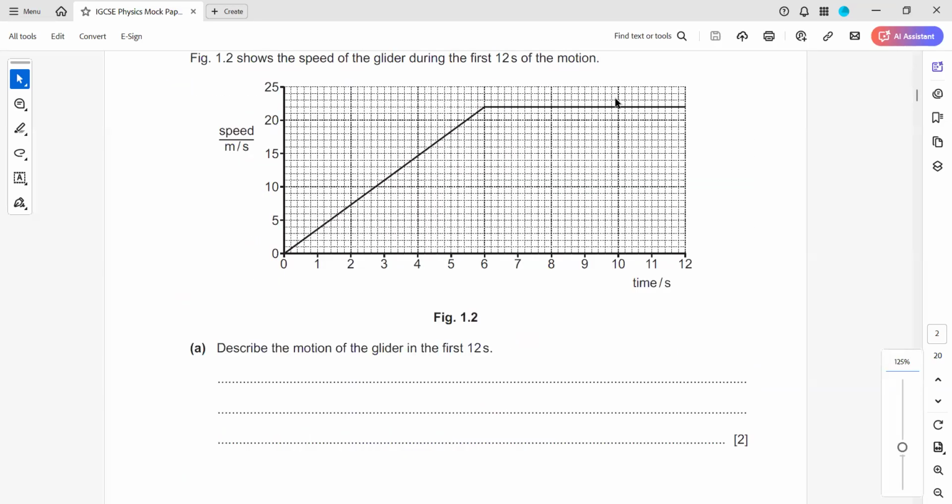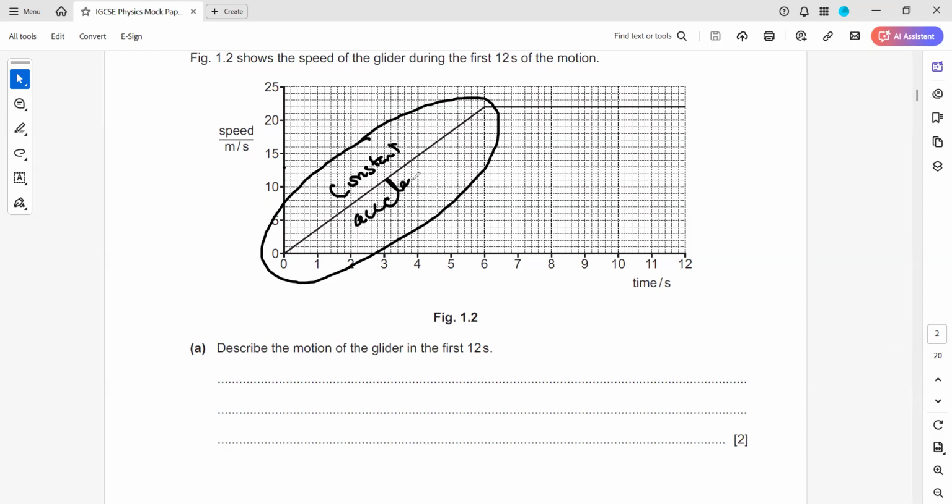This motion has two parts. The first part, you can see that it is a straight line for the first 6 seconds. When it is a straight line, what does it mean for a speed time graph? The straight line means it has a constant acceleration. So it has a constant acceleration from 0 to 6 seconds. And then from 6 seconds to 12 seconds, what will happen?